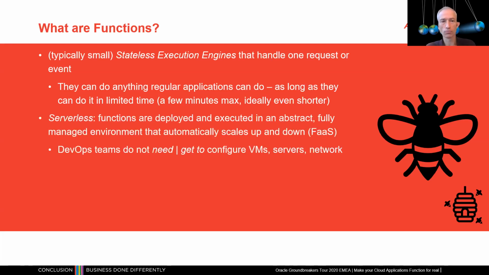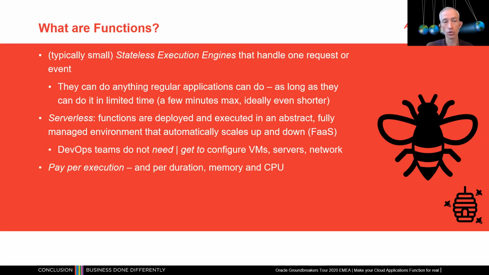The functions are serverless. They are deployed by us as developers, and then they are executed in some abstract, fully managed environment that automatically handles scaling. We don't need to know anything about that environment, not exactly where it is, what servers it contains, what the CPUs are inside those servers, what the size is of the servers, what the network is like. It's all taken care of for us. We as a DevOps team do not need to configure VMs, servers and network. We do not get to configure them. They're out of our sight, hidden away, encapsulated.